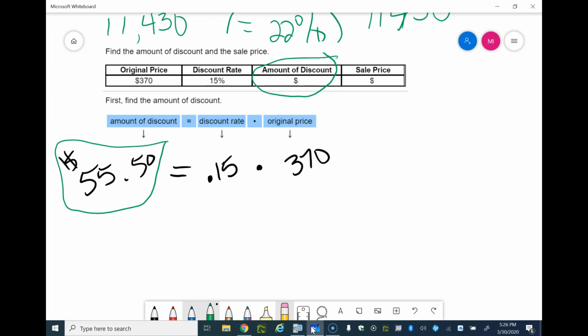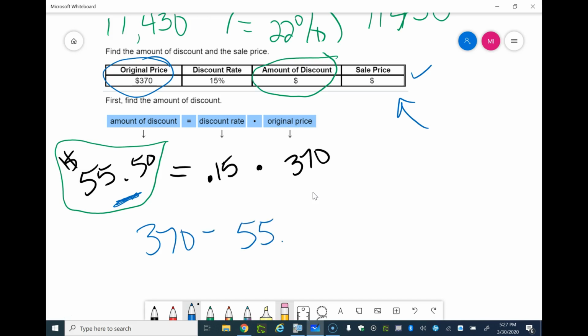So now we have to figure out the sale price. Well, the sale price, remember, is whatever we are buying, we take the discount and subtract it from it to give us our sale price, right? Anytime we go to the store, we want to get a sale on something. So we find the original price and we subtract the amount of the discount from it, and that's what we pay. So we take the 370 minus $55.50.